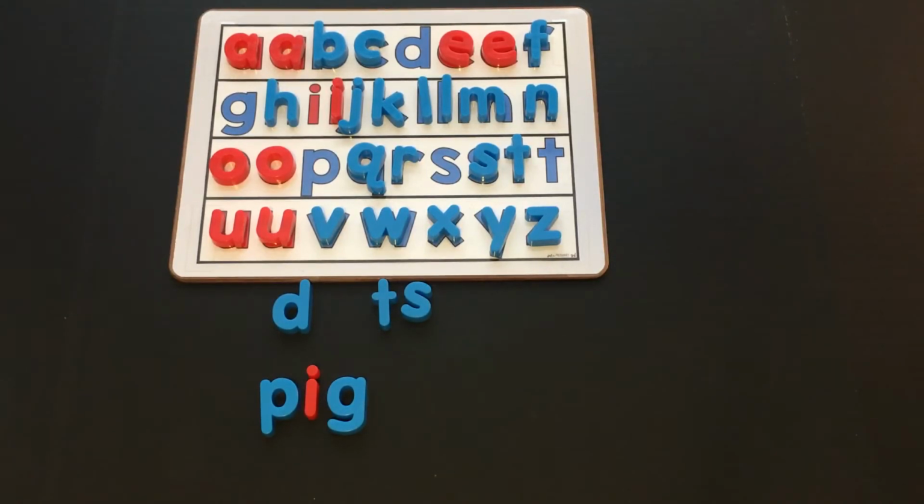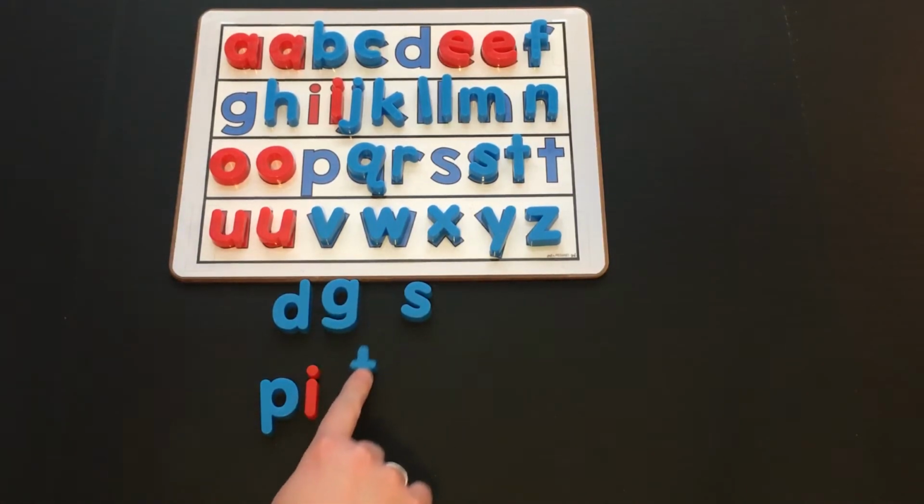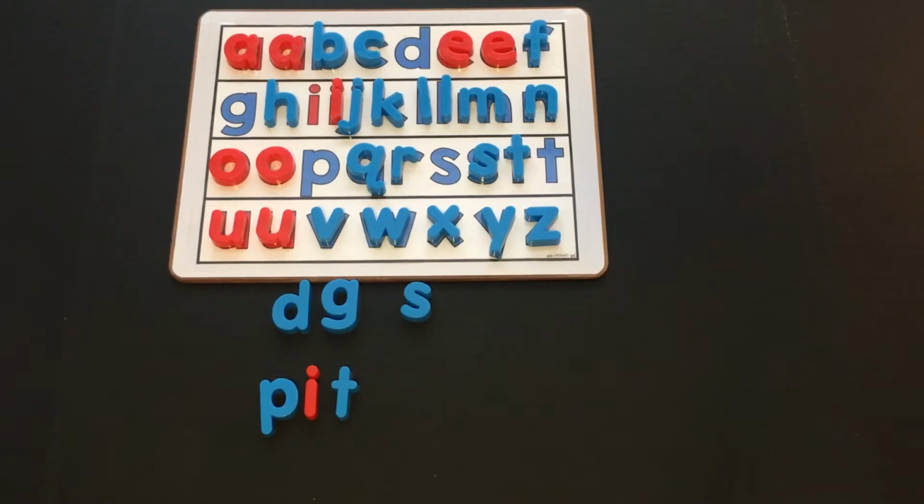Now let's change pig into pit. What sound do you hear changing? The beginning, the middle, or the end? Pig into pit. The ending sound. I hear it changing into a, that's right, T. Let's say the sounds. P-it. Blend it. Pit.